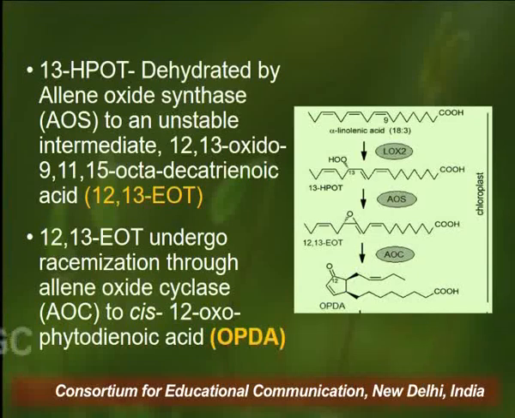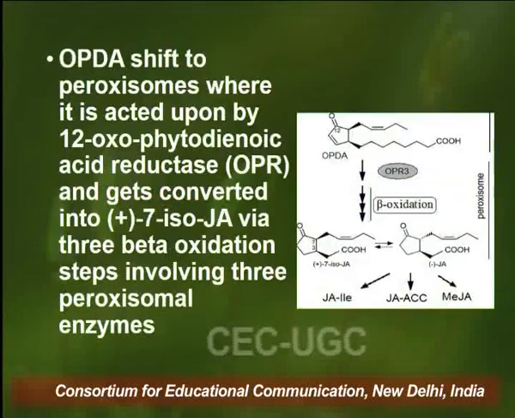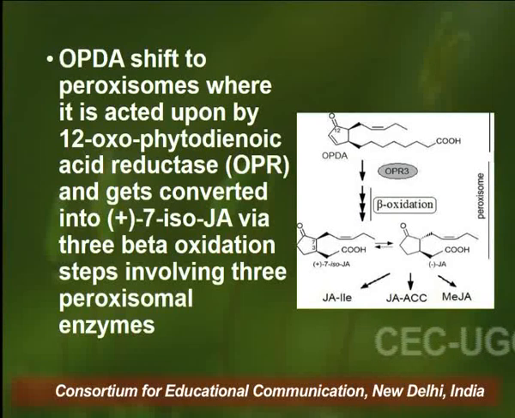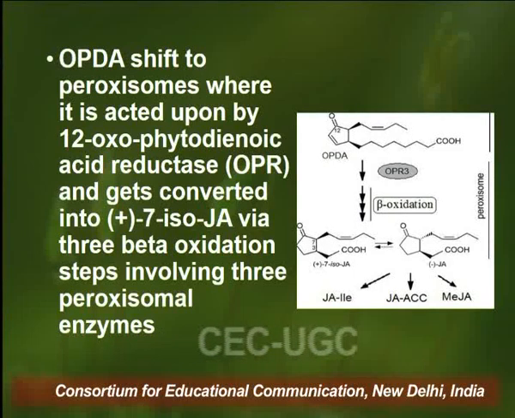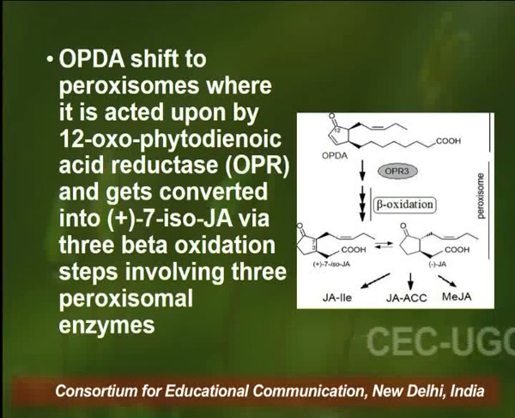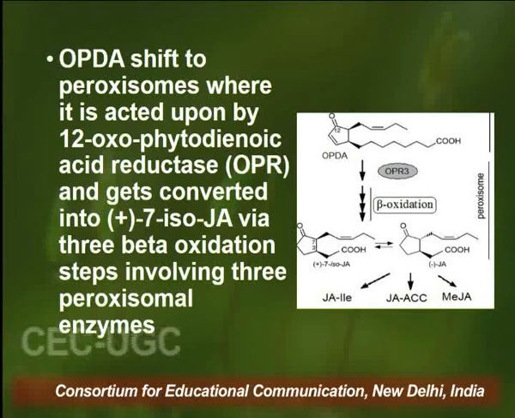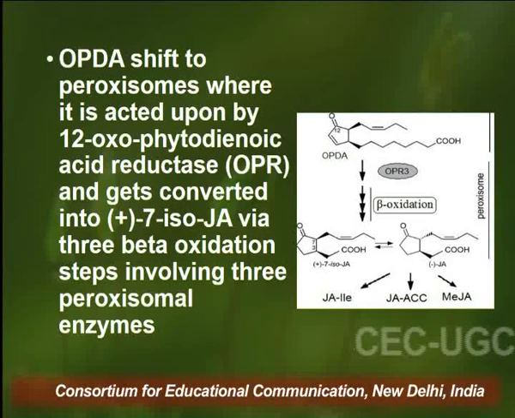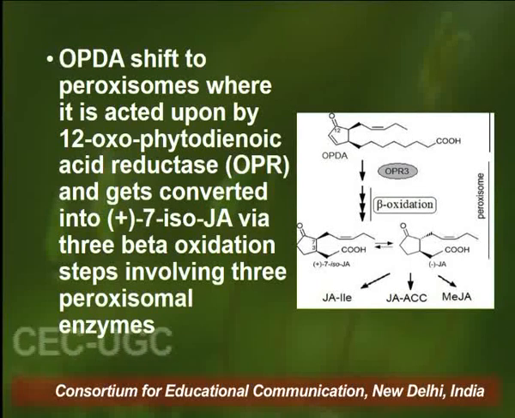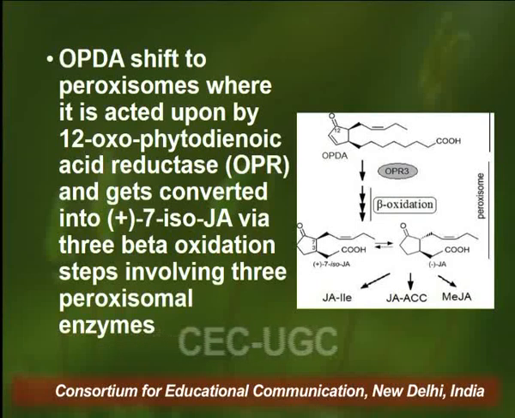Once OPDA is synthesized, it leaves the chloroplast and enters the peroxisome, where it is further acted upon by the 12-oxo-phytodienoic acid reductase enzyme, which causes the reduction of OPDA and leads to the production of 3-oxo-2-(2-pentenyl)cyclopentane-1-octanoic acid. And this is converted from OPDA through a series of beta oxidation steps, wherein with every step a 2-carbon unit is detached from the parent molecule, which eventually leads to the production of jasmonic acid.